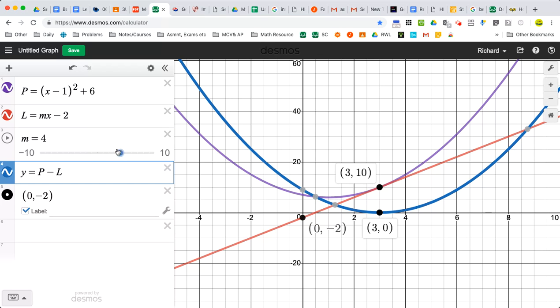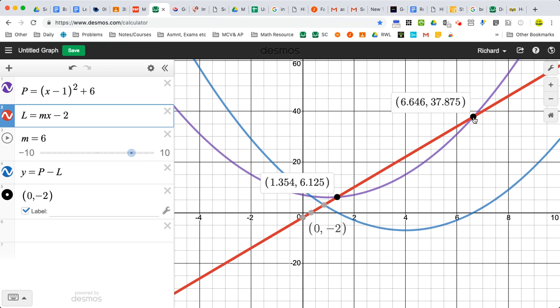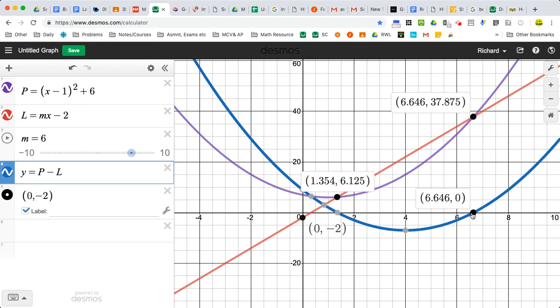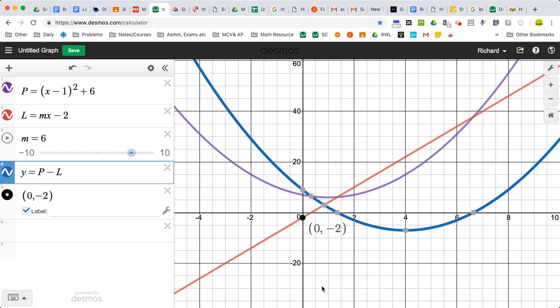Now, what happens if I make m steeper than 4, and now I get 2 intersection points? I'll just point them out right there. There's an intersection point, there's the other one. If I go down, you'll notice that the blue curve, the distance between, has x-intercepts where the purple parabola and the red line intersect. So if there are 2 intersections, then the distance between graph has to cross the x-axis. Okay, so I'm just going to remove those.